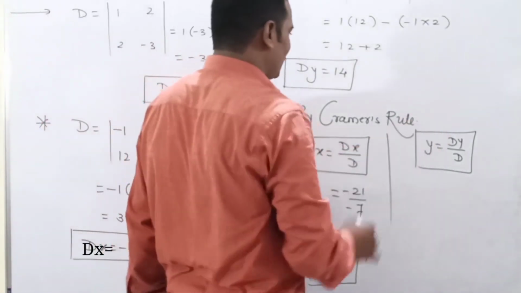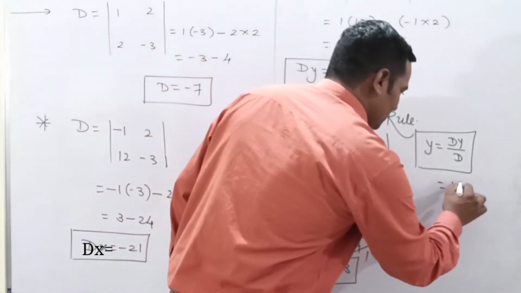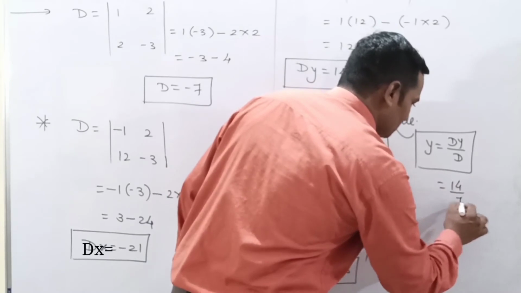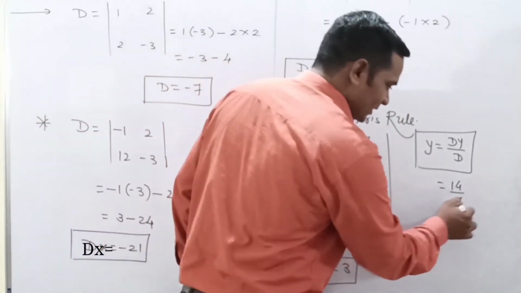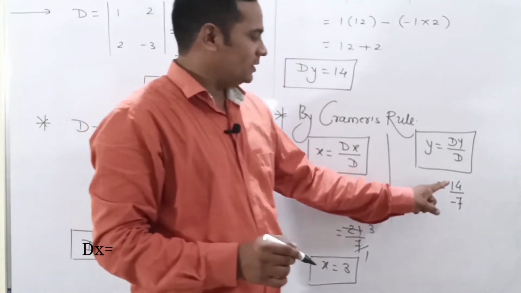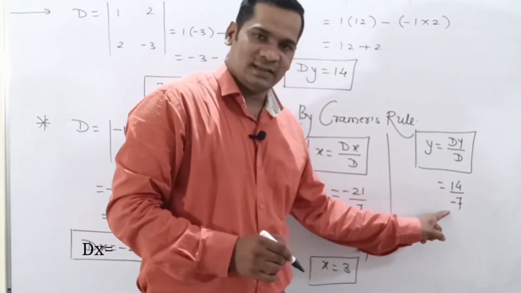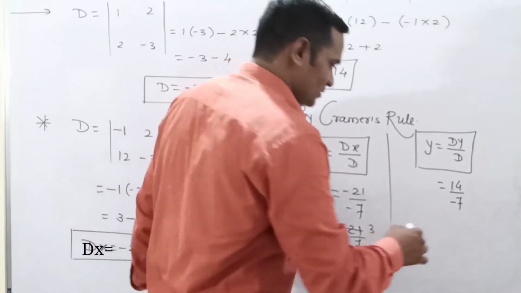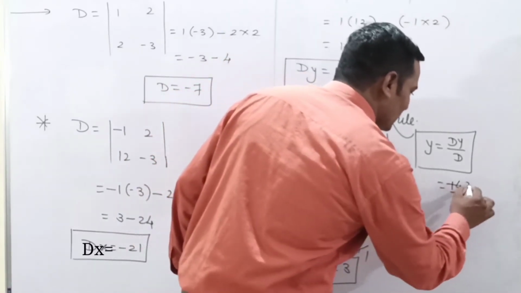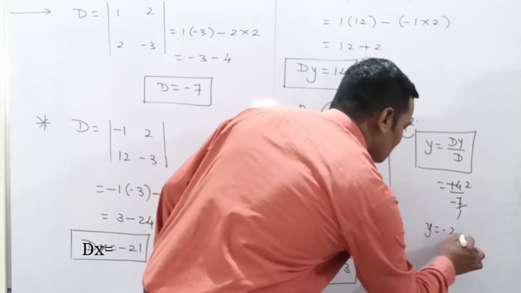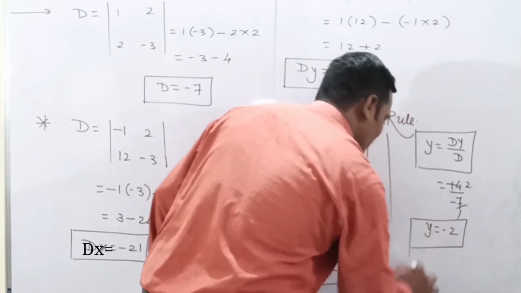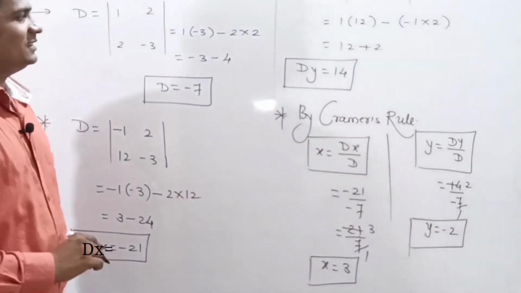Now here it is y. So this will be 14 upon minus 7. Okay. So again, if one of them, either numerator or denominator, is minus, that answer will also be minus. 7 ones are 7, 7 twos are 14. So y is equal to minus 2. Okay. So this is the answer.